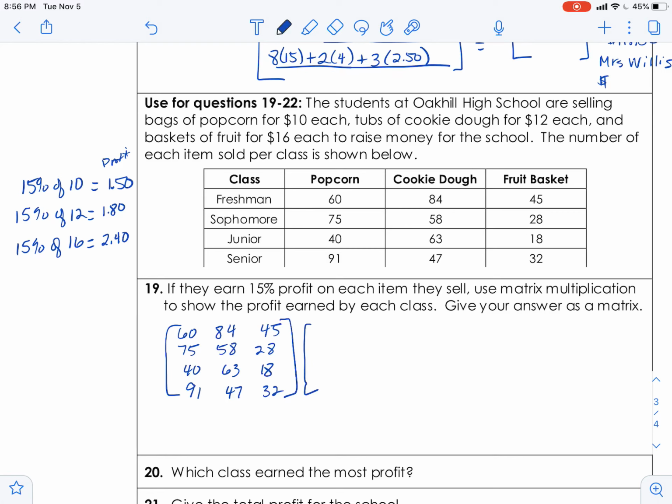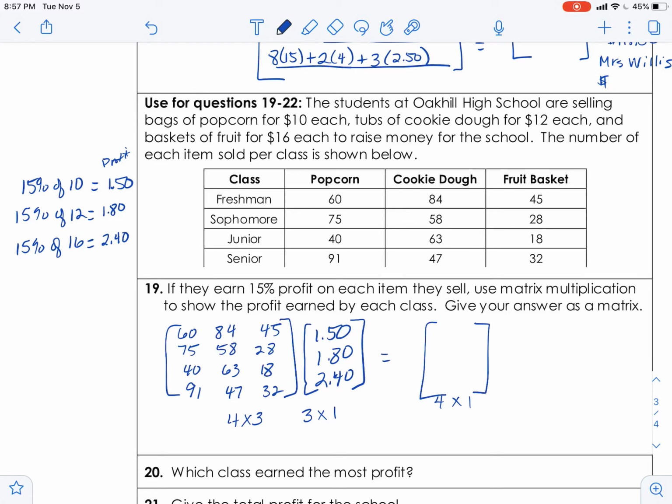If I set it up over here, my pad is dying. So now does this work? This is a 4 by 3, and this is a 3 by 1. Yes, I can do that, and my answer will be a 4 by 1.